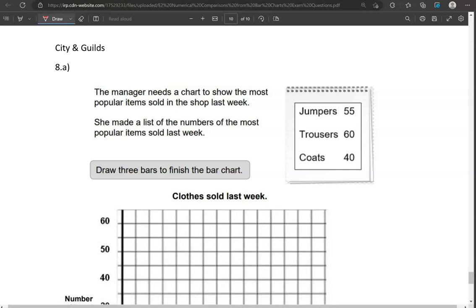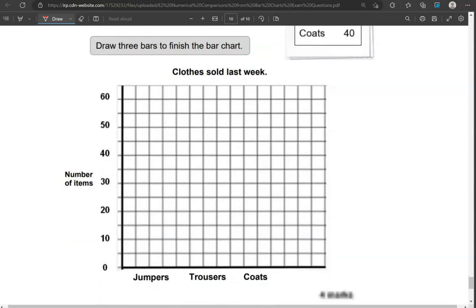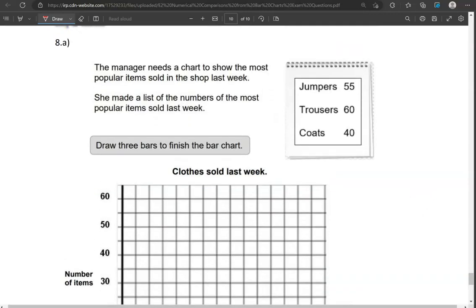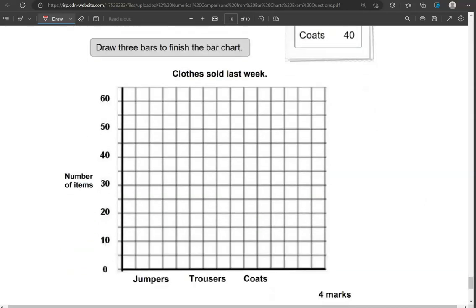The manager needs a chart to show the most popular items sold in the shop last week. She made a list of the numbers of the most popular items sold last week. Draw three bars to finish the bar chart. So we've got jumpers, trousers and coats, then the number of items. So jumpers, we have 55. So we're going to go up to 55. There is 50, so between 50 and 60, right in the middle, we have 55.